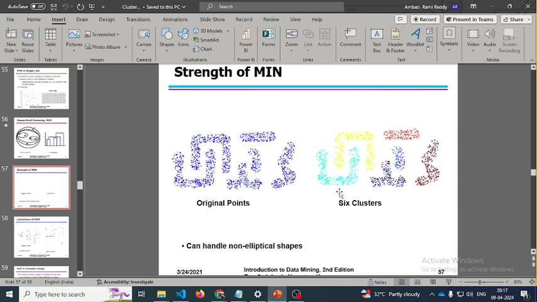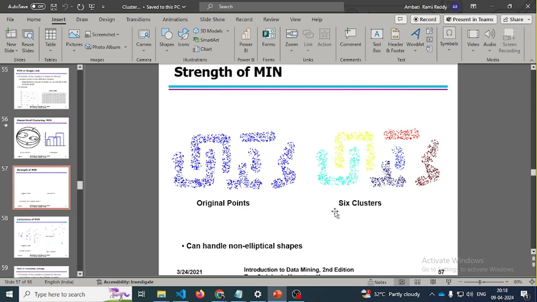But if you use k-means here, instead of hierarchical clustering, then what will happen is you may get clusters like this. This may be one cluster, this may be another cluster, or this may be another cluster like this. See the change in cluster shape.